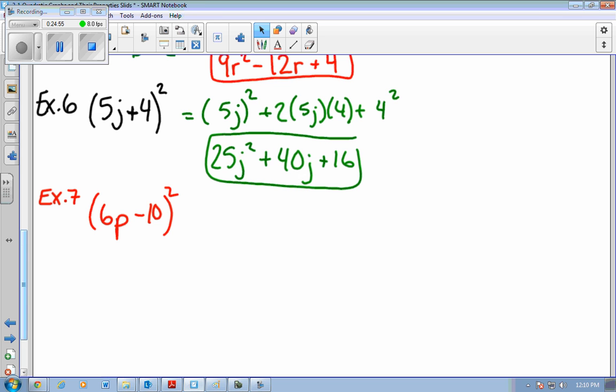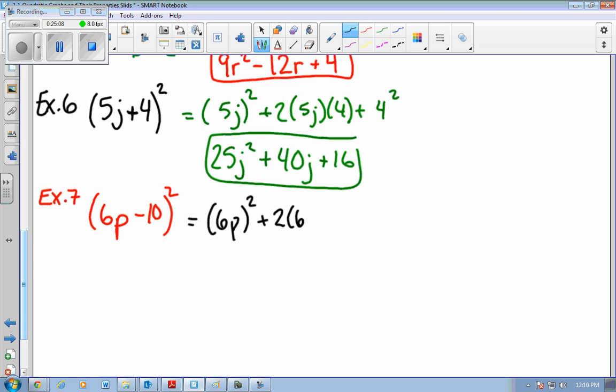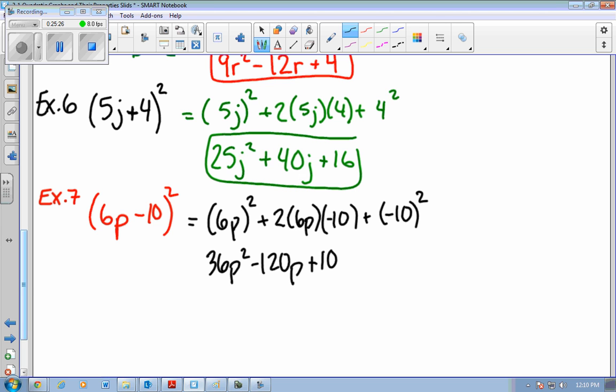Okay, so first guy squared, use those parentheses. Plus 2 times 1 of each of them. Oh, what type of 10 is this? So be very careful. That was a negative 10. Plus the second guy squared. So you get 36p squared minus 120p plus, yep, 100.